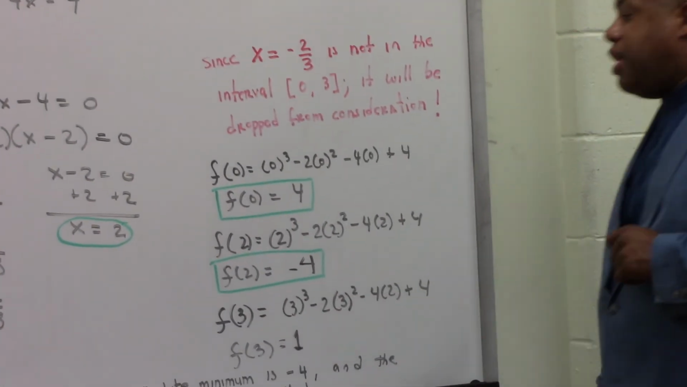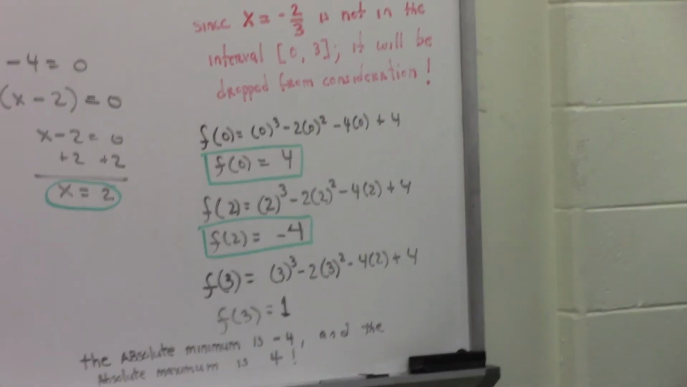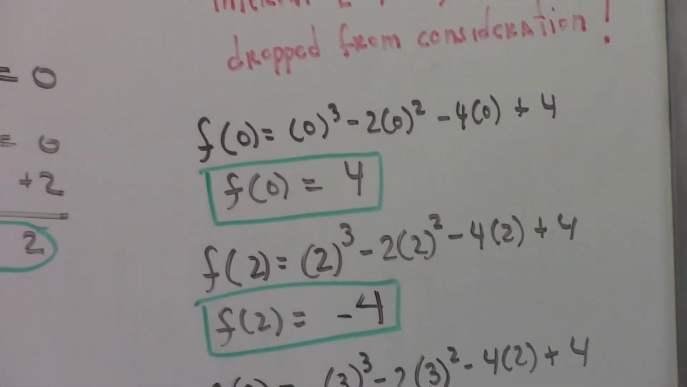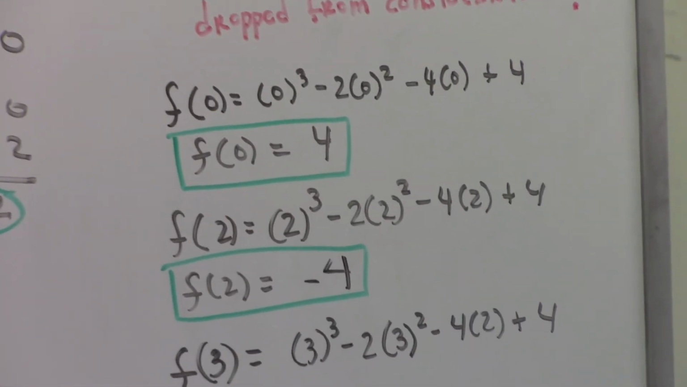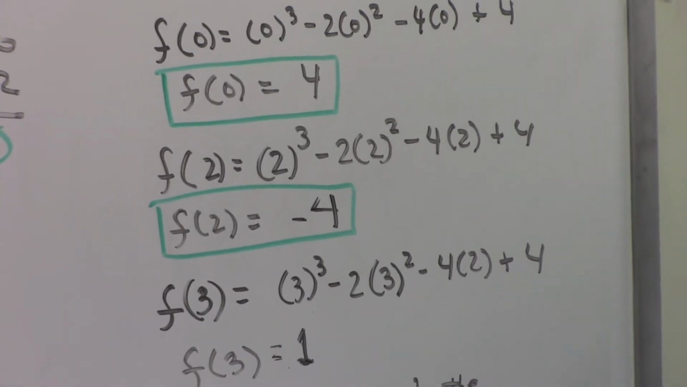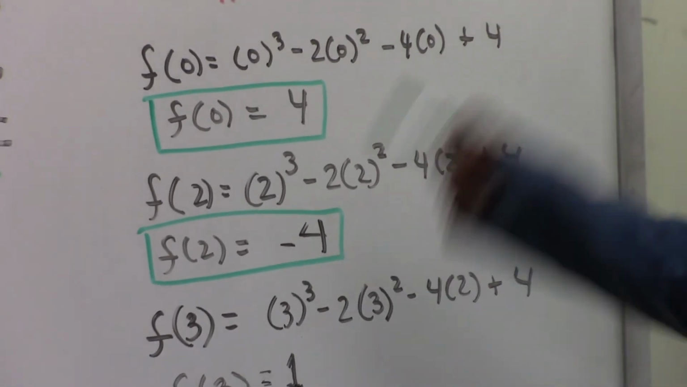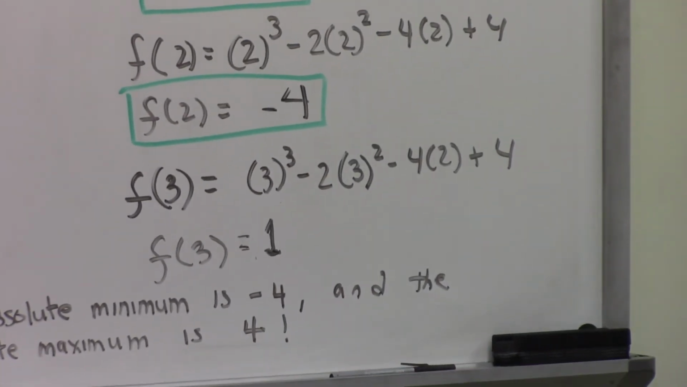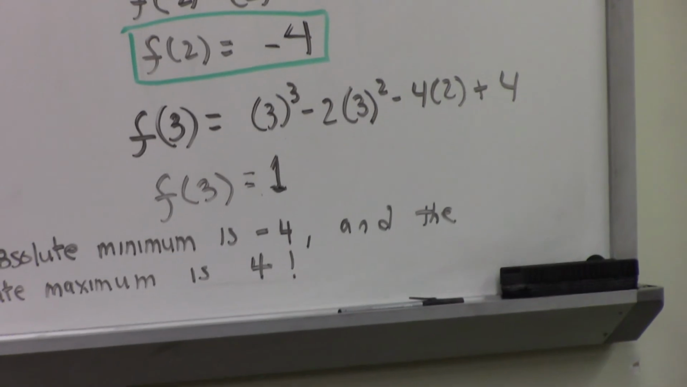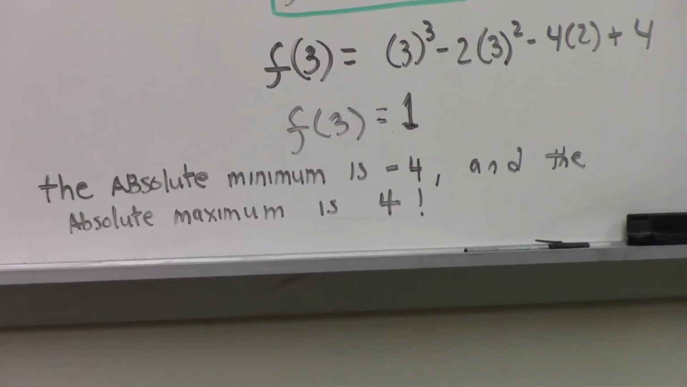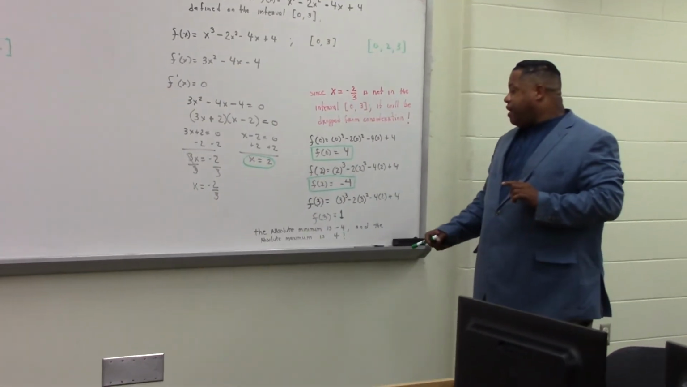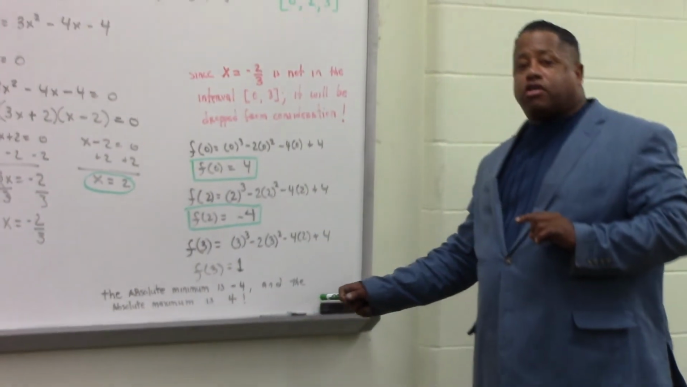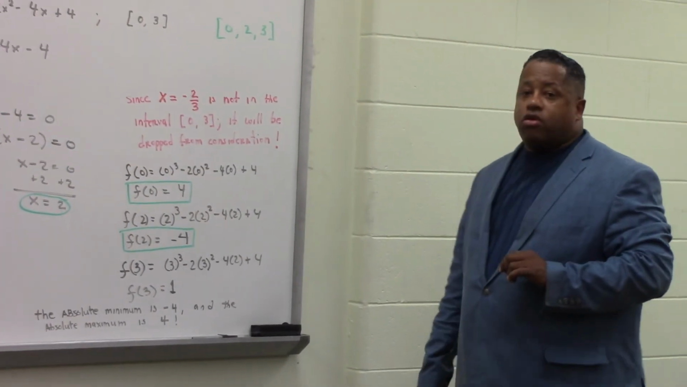So when we plug in f of 0, we get f of 0 is equal to 4. When we substitute f of 2 into the original function now, we're going to get negative 4. And then when we substitute in 3 into the original function, we're going to get 1. So the absolute minimum here will be negative 4, and the absolute maximum of this function will be positive 4.